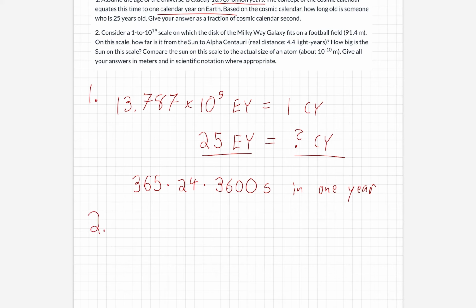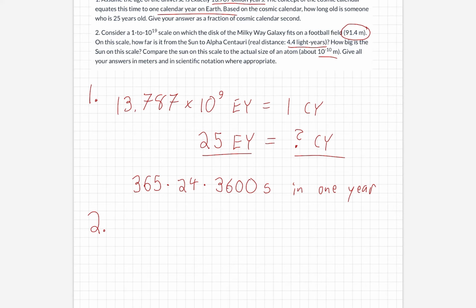Looking at number 2, again, all about conversions, but this time distances. The problem states, consider a 1 to 10 to the 19th scale on which the disk of the Milky Way galaxy fits on a football field. And I give you the dimensions of the football field that we're using in this problem, 91.4 meters. On this scale, how far is it from the Sun to Alpha Centauri, which has a real distance of 4.4 light years? How big is the Sun on this scale? And compare the Sun on this scale to the actual size of an atom, which you're going to estimate as 10 to the negative 10 meters. And give all your answers in meters and in scientific notation where appropriate. Okay?